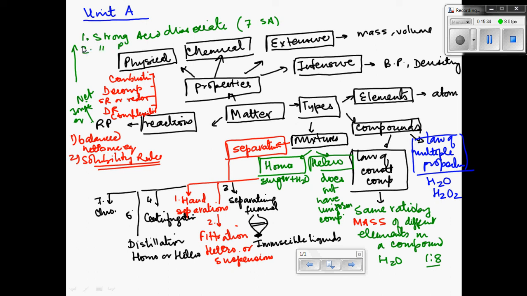Then your strong bases totally dissociate, and strong bases are all hydroxides of the first and second group except for beryllium and magnesium. Then all ionic compounds that are soluble will dissociate. So when your solubility rule says it's soluble, you separate it out.